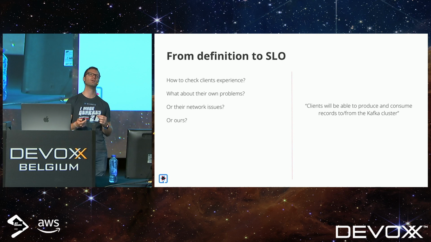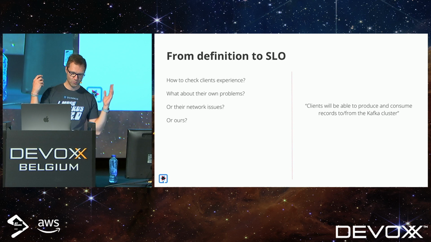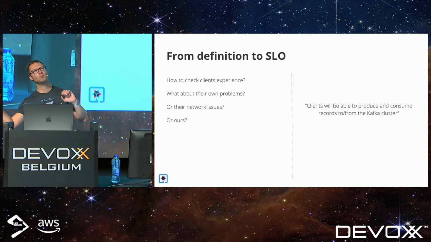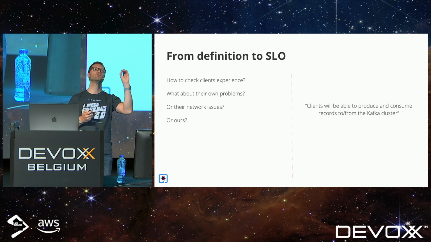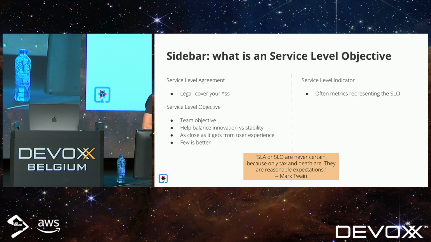Or it could be that there is a network problem that could be close to the app, close to the Kafka, maybe a different team, or maybe a third team that is doing the pipe in between, right? So it's not easy to say, here is my definition, and here is the proxy I will use to express that, right? A little bit of a sidebar on service level objective.